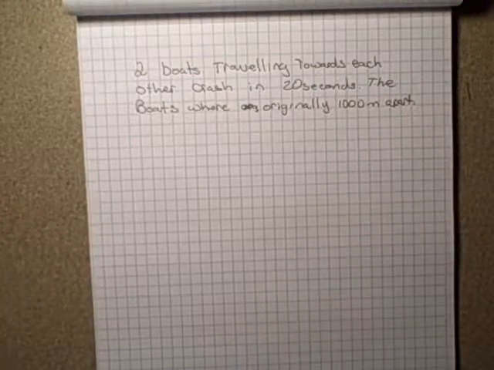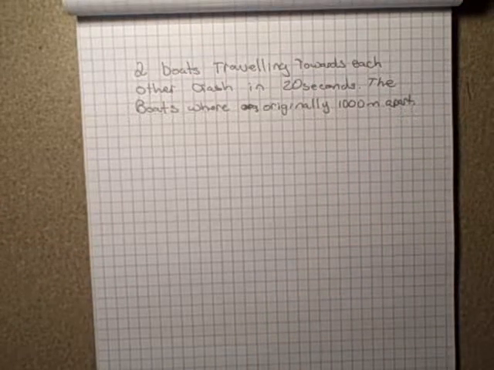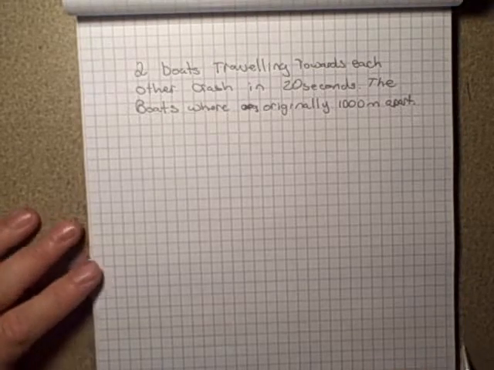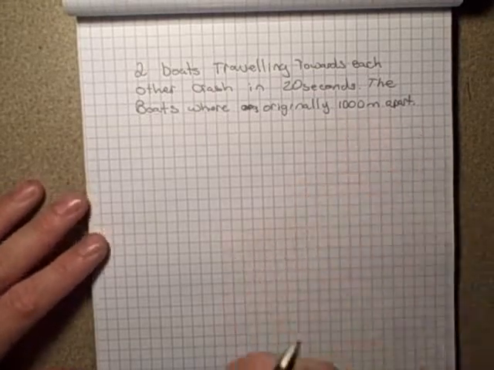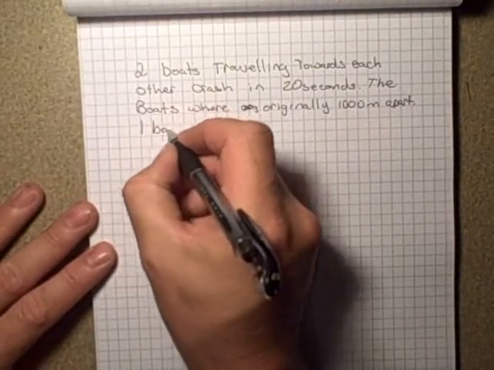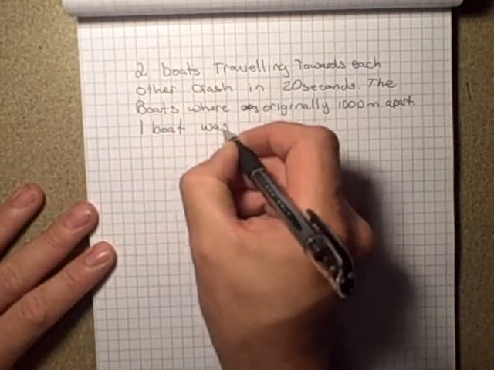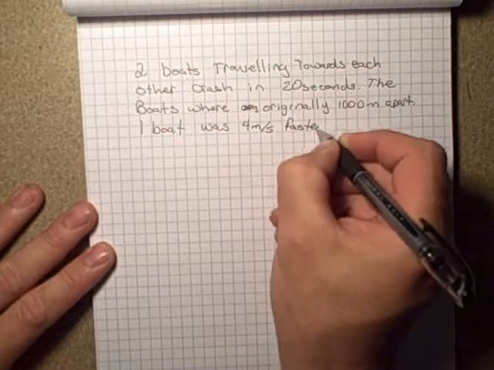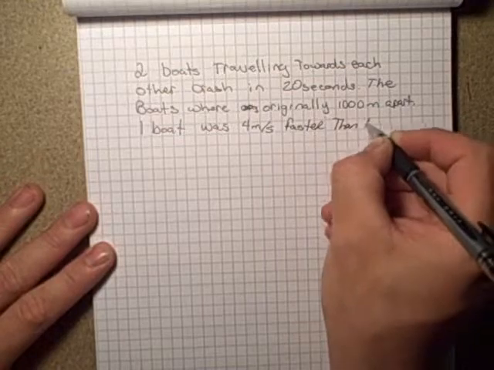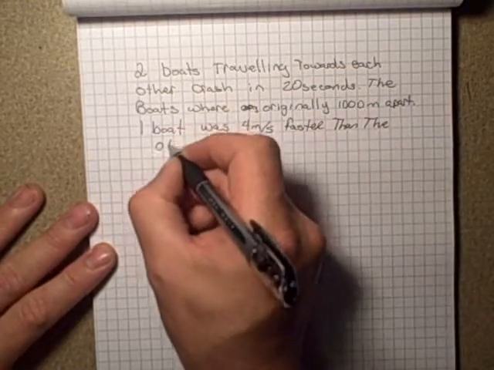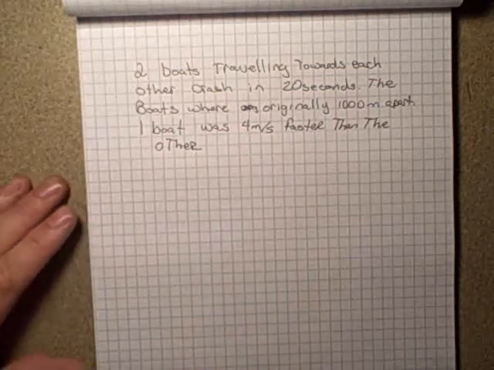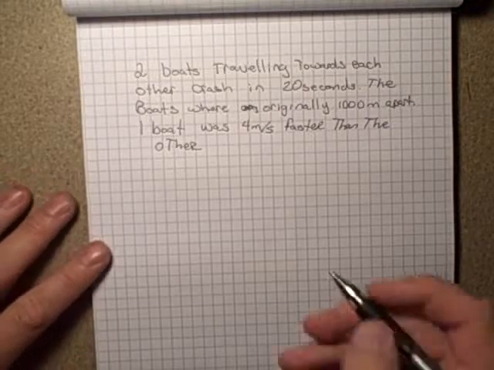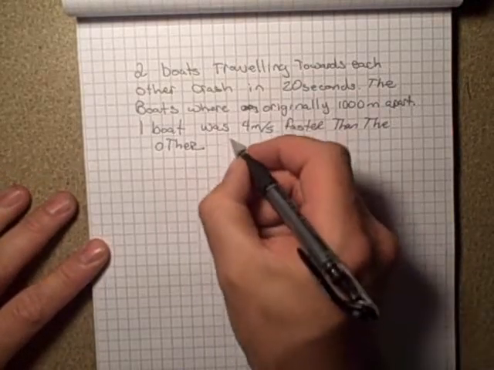Okay, so they are traveling towards each other and they crash, but they originally started 1,000 meters apart. One boat was 4 kilometers, or sorry, let's go with meters because we're using meters. One boat was 4 meters per second faster than the other. And what I want to do is find the velocity of each of the boats, or the speeds of the boats.